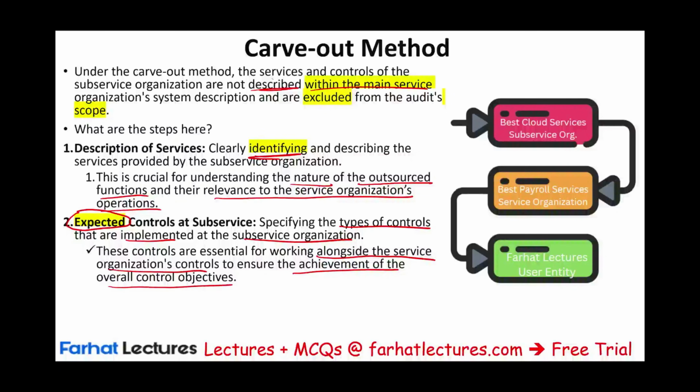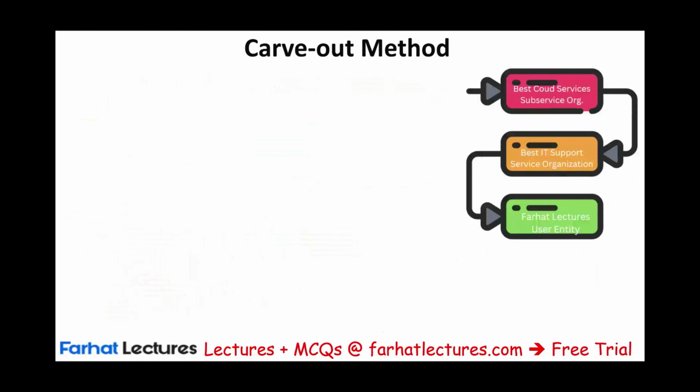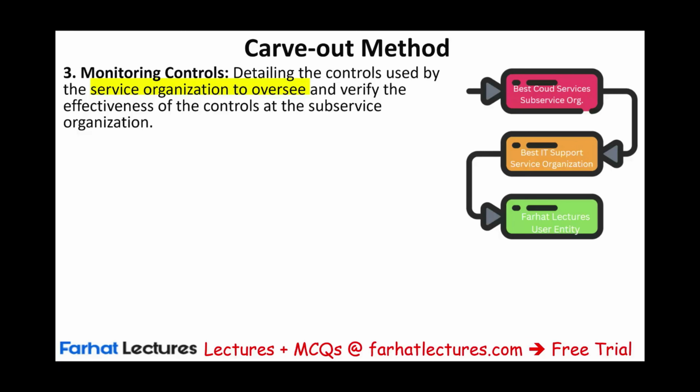What could be some examples? There could be many, any expected control at the subservice organization. Logical access: all companies will have logical access. Transaction processing, accuracy and completeness, and accurate reporting. Those are the expected controls at the service company. We expect that those controls exist. Now, do we expect and trust it? No, we're going to say we expect and we're going to monitor.